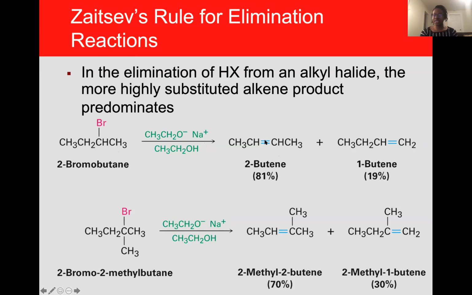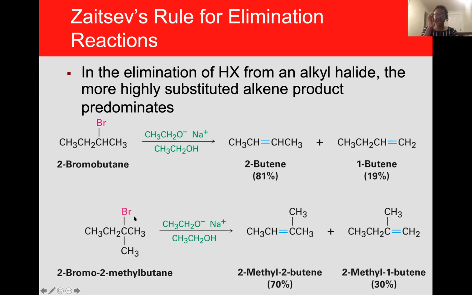So in this case, this alkene is bonded to the CH3 group as well as another CH3 group, so it has two substituents on it. However, this alkene is only bonded to one CH2 group. The other substituents are all hydrogen. So the more substituents you have on your alkene, the more stable that product and the more likely that product will form.